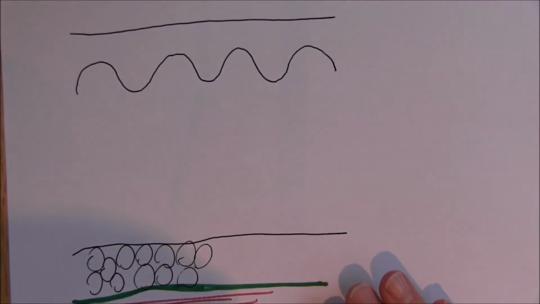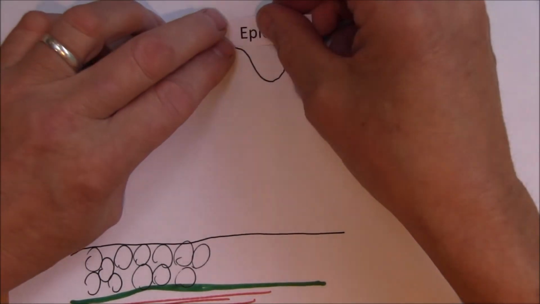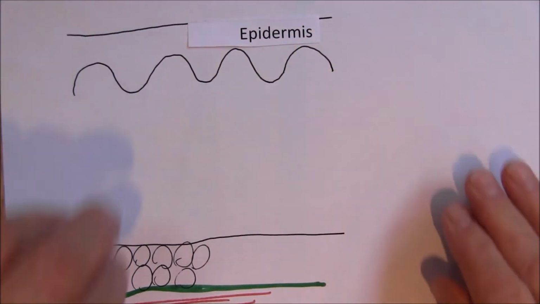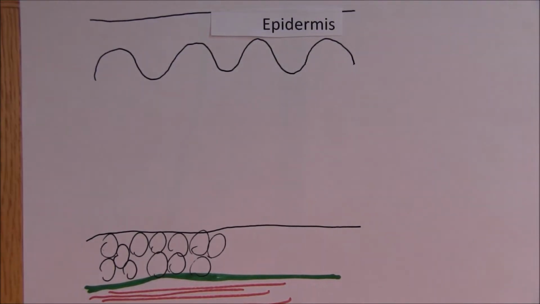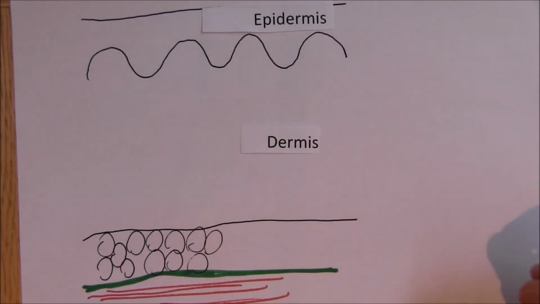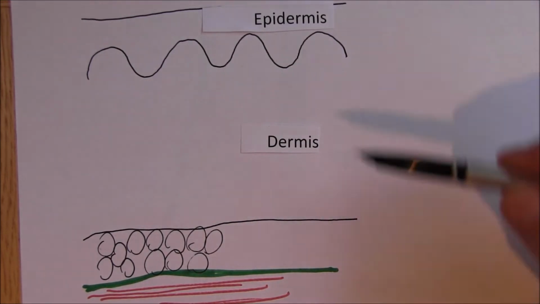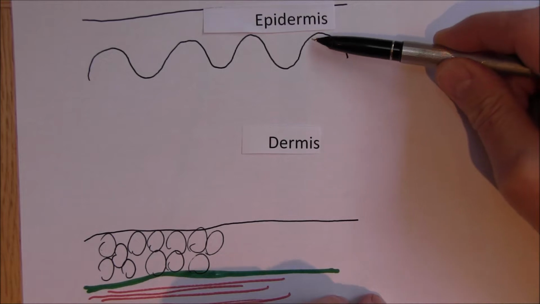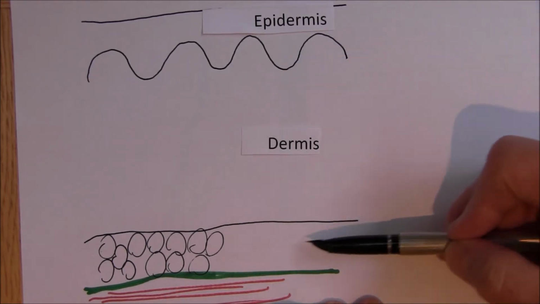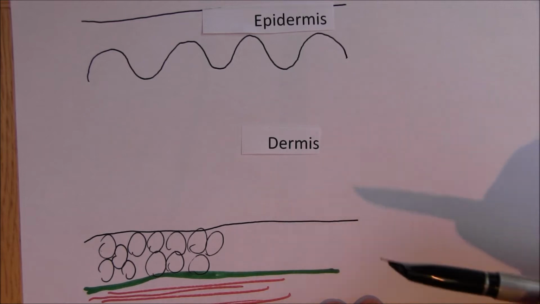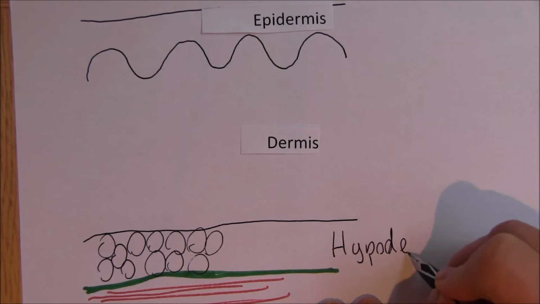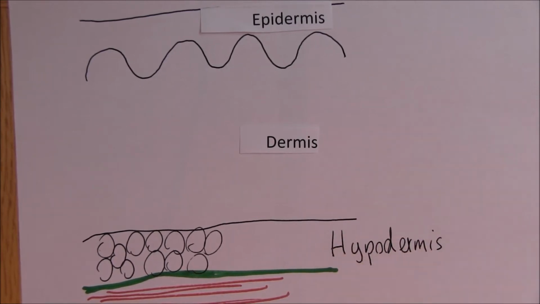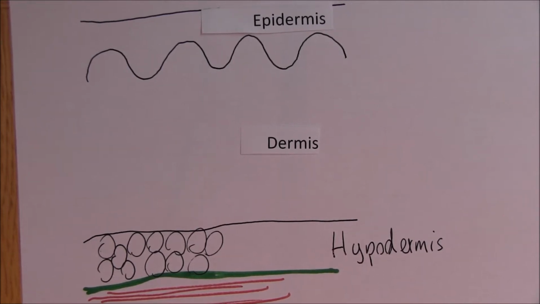So we notice that the top layer of the skin is the epidermis. We notice that the middle layer of the skin, this thicker layer here, from the base of the epidermis, the so-called germinative layer, all the way down to the hypodermis here below, is the dermis. This area is the hypodermis, the subcutaneous area. And they are the layers of the skin.